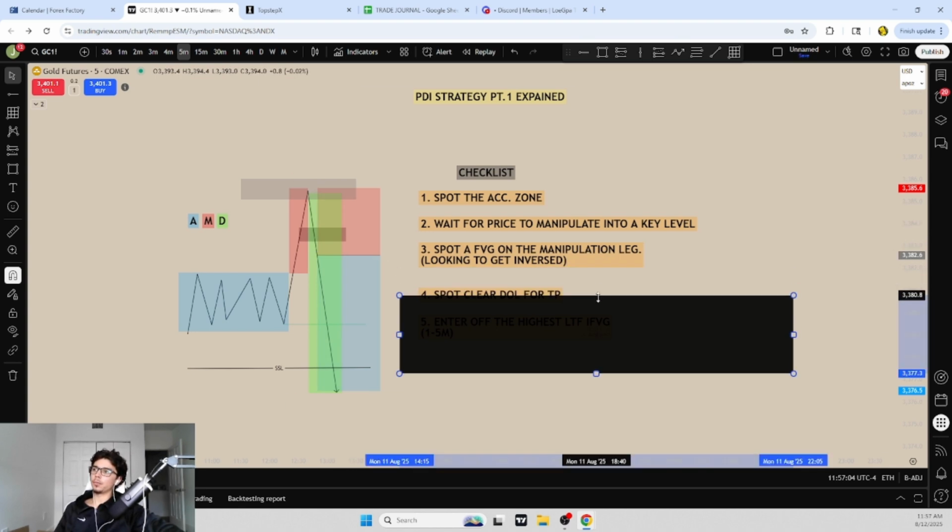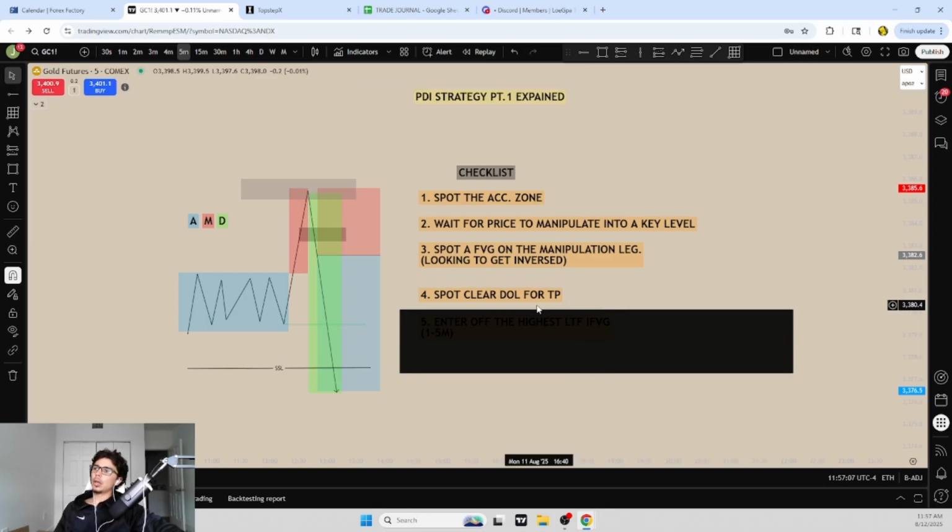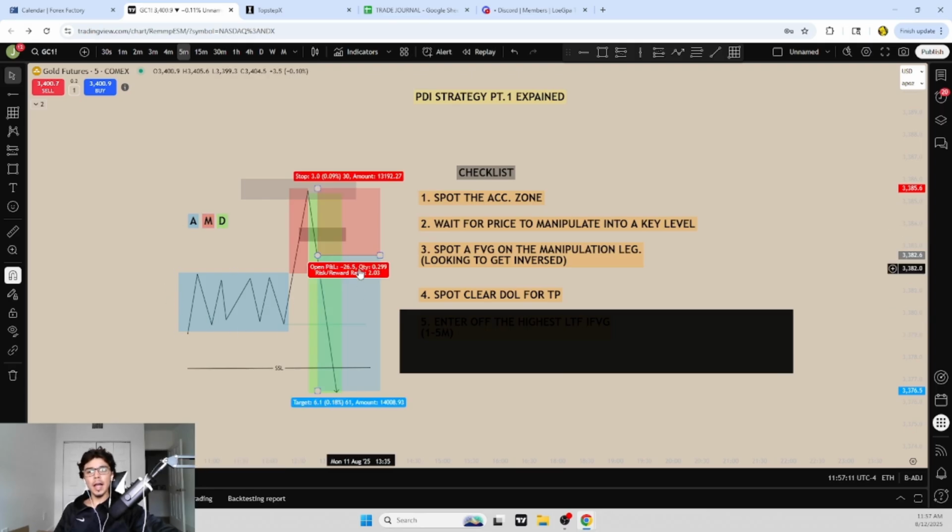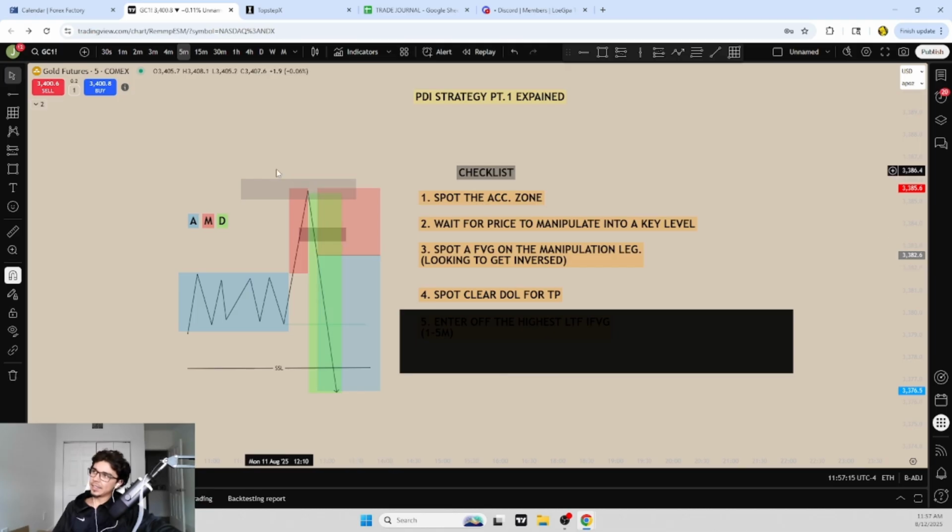What is step 4? Clear draw on liquidity for take profit. So does price have a reason to go the way we want it to go? Yes, it tapped into this gap. Yes, we have an A and M. We don't have the D yet, but is there a reason for the D to come? Anyways, yes, there is.